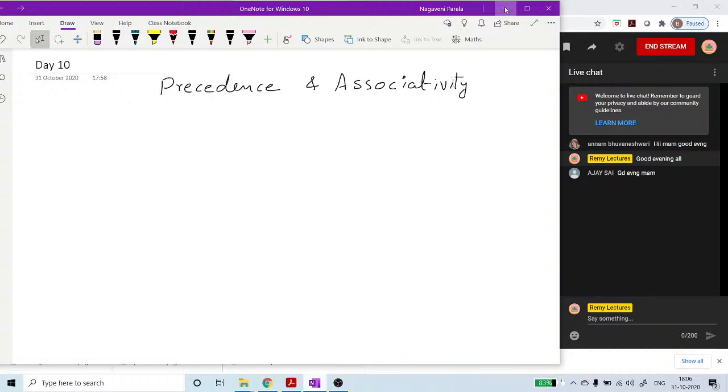The first one is expression. What is an expression, how to specify an expression in C, and what is its definition we are going to see, and we can learn the types of expressions also. So I'll tell you all that. I'm going to start the session.